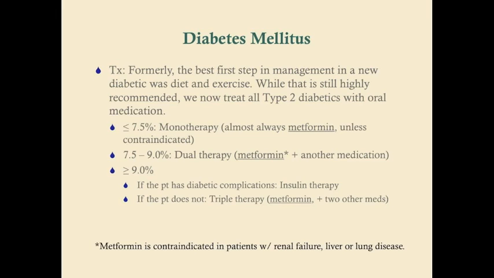If they're greater than 9.0 and the patient has diabetic complications, so they have neuropathy, they have an increased creatinine, they have, let's say, gastropathy, then we're going to start them on insulin therapy. If the patient does not have symptoms, then we're going to start them on triple therapy. So they'll be on metformin and then 2 other medications if necessary.